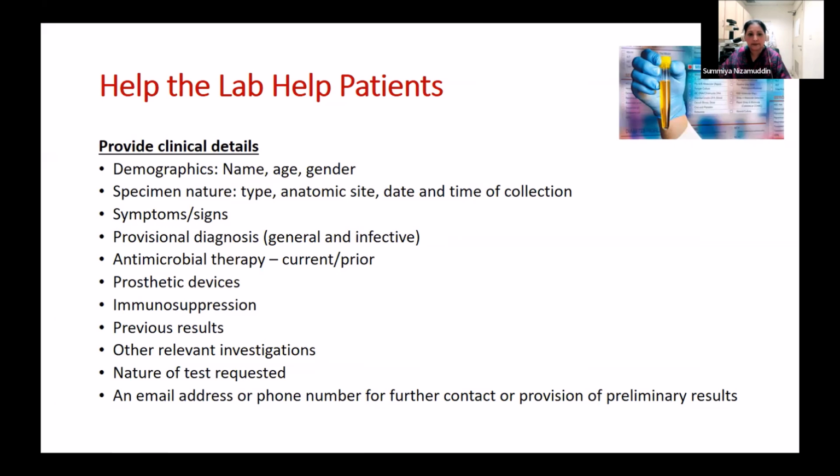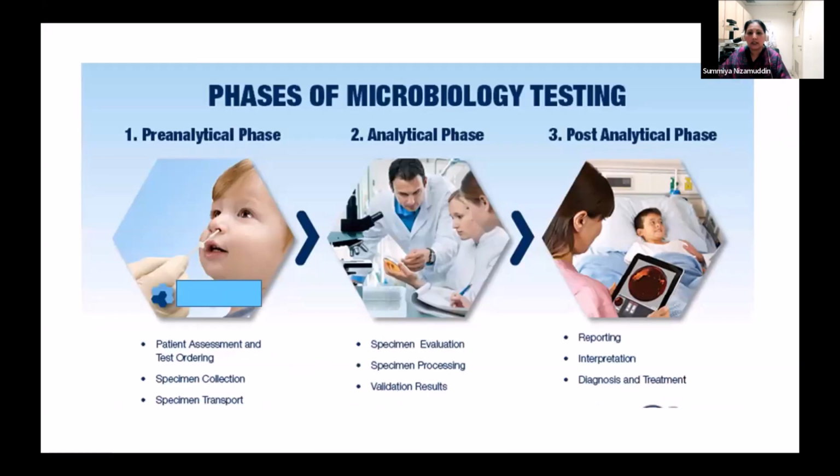Moving on. So what are the phases of a microbiological test? Basically, the whole testing process is divided into three phases: a pre-analytical phase, an analytical phase, and a post-analytical phase. The pre-analytical phase is what happens at the end of the physician, where the patient is assessed, a provisional diagnosis is made, a test is ordered, a specimen is collected, and that specimen is transported. That involves the pre-analytical phase of testing.